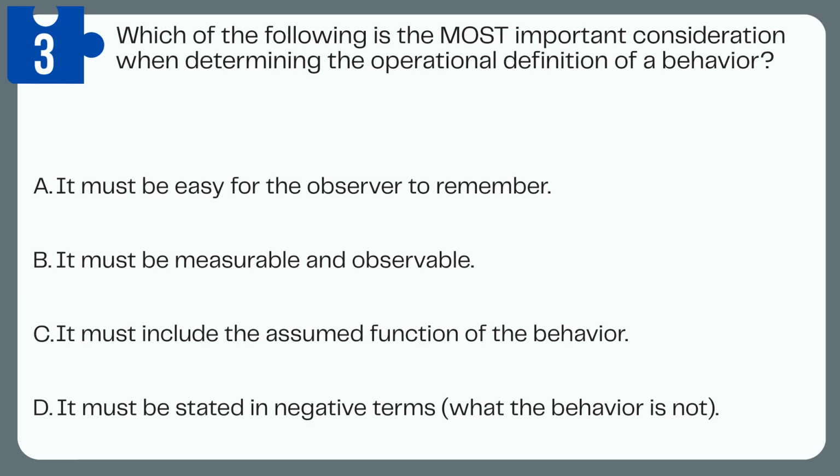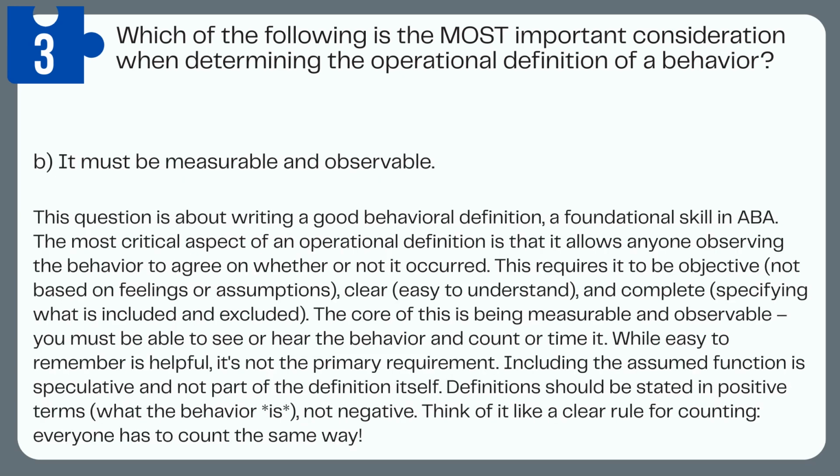Question 3. Which of the following is the most important consideration when determining the operational definition of a behavior? A. It must be easy for the observer to remember. B. It must be measurable and observable. C. It must include the assumed function of the behavior. D. It must be stated in negative terms, what the behavior is not. Answer: B. It must be measurable and observable.